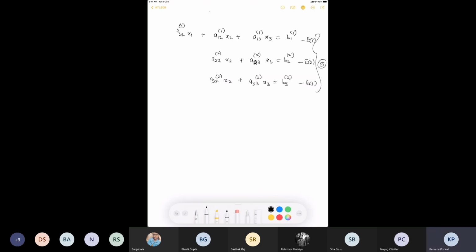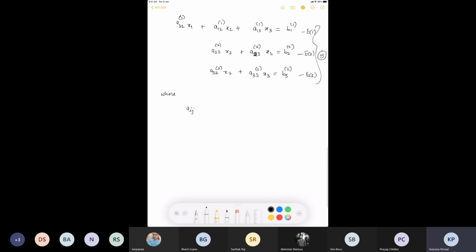So now what are these new coefficients here? These Aij^2's are going to be Aij^1 minus Mi1 times A1j^1, for i and j equal to 2 and 3. And the coefficients Bi^2 are going to be the difference of Bi^1 and the multiplier Mi1 multiplied by B1^1.